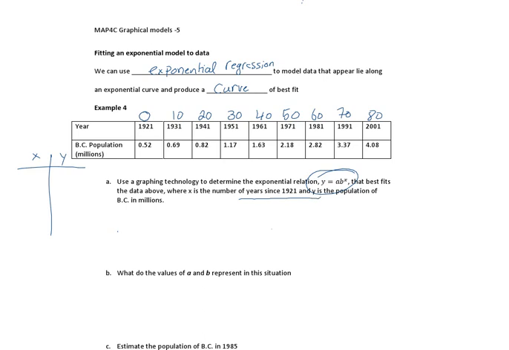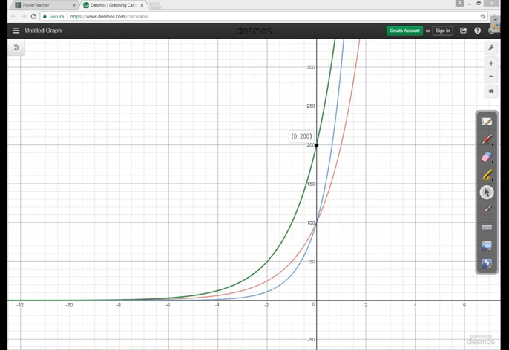So when you go to Excel, you're going to have to make sure that you enter 0, 10, 20, 30, 40, and not 1921. So I should be writing 0, 10, 20.